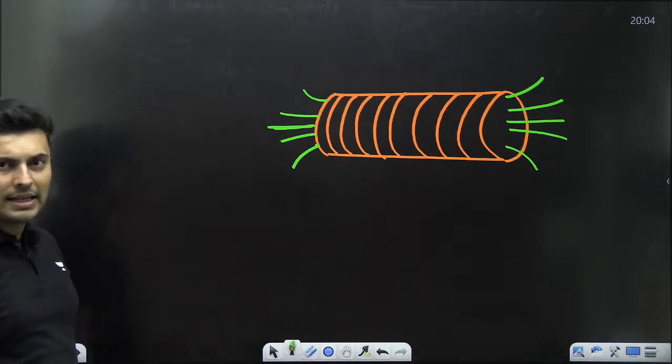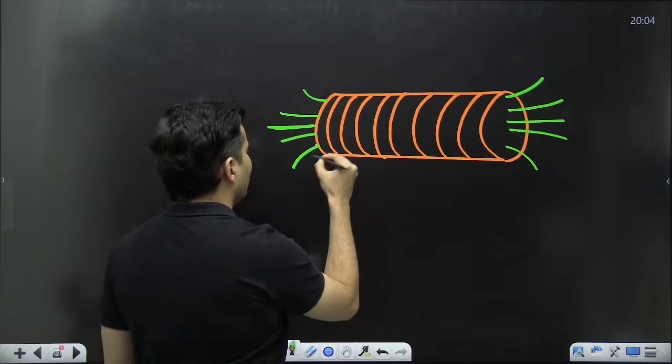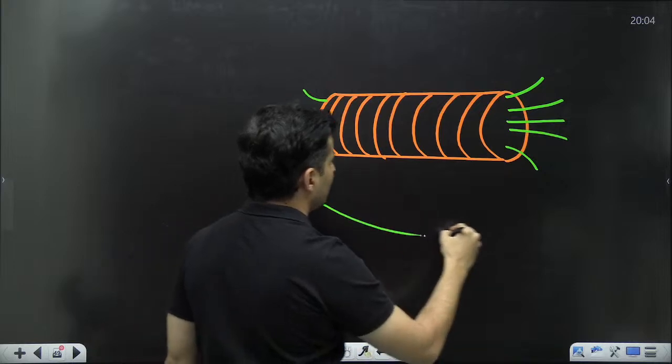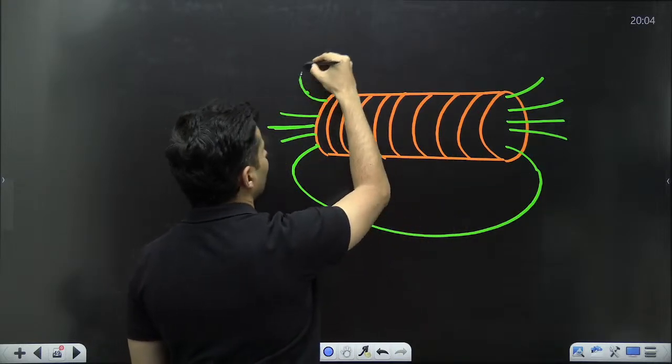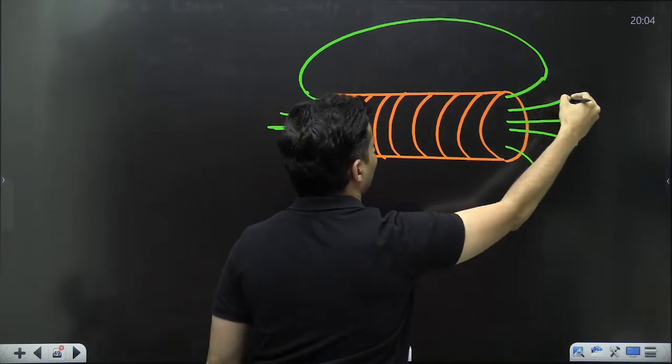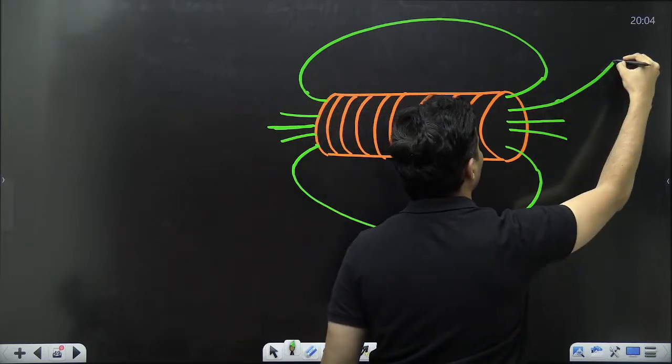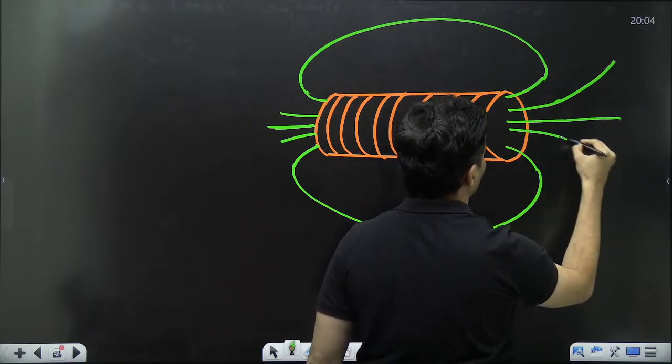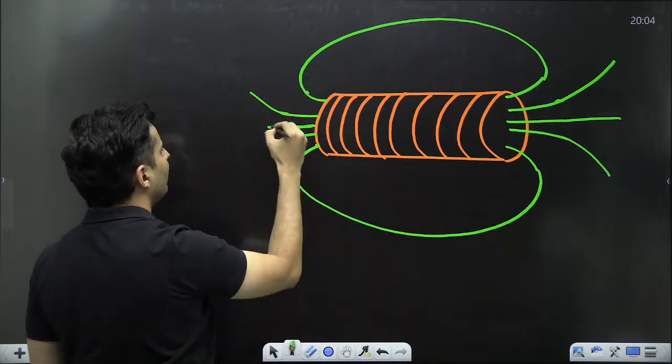This is how the magnetic field lines will look like. Some of the field lines will go like this, come over here. Some of the field lines will go over here. The other field lines are going to go really far away. Think about it. They are going to go really far away.